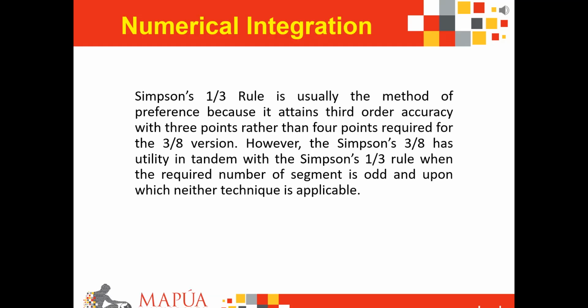However, the Simpson's 3/8 rule has a utility in tandem with the Simpson's 1/3 rule when the required number of segments is often odd, upon which neither technique is then applicable, much like if your n number of segments is equal to 5. Your 5 segments cannot be applied for Simpson's 1/3 rule alone, nor can you apply Simpson's 3/8 rule for n equal to 5. Therefore, you could use the 2 techniques in tandem in order to estimate a more accurate integral value as compared to your trapezoidal rule, which is the only technique applicable for n equal to 5.